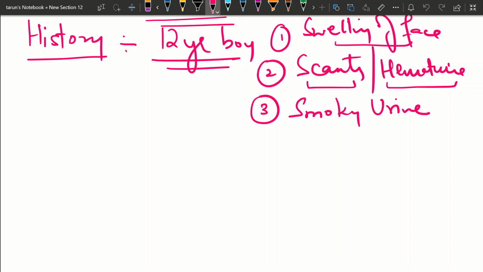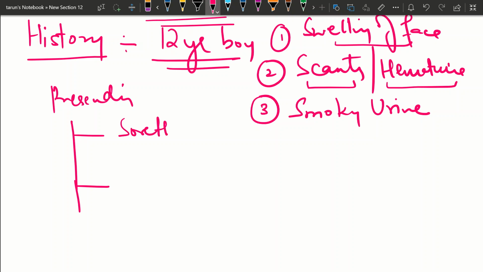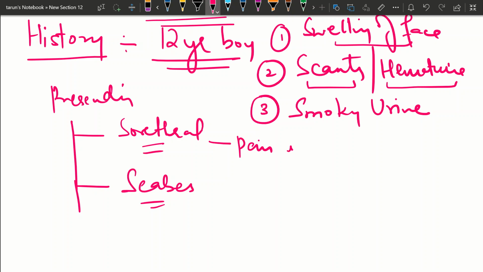And if there is a preceding infection before it involves the kidney, there may be a history from 2 to 3 weeks back, of sore throat, or there may be a history of scabies. For sore throat, the patient says that they had pain in the throat a few weeks back.